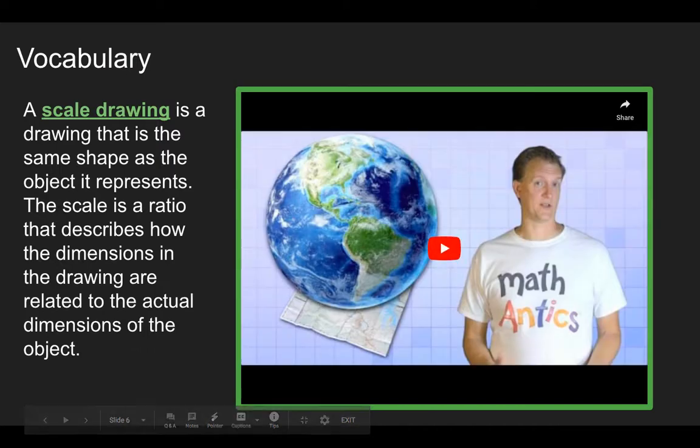A scale drawing is a drawing that is the same shape as the object it represents. The scale is a ratio that describes how the dimensions in the drawing are related to the actual dimensions of the object. Let's finish up this video.